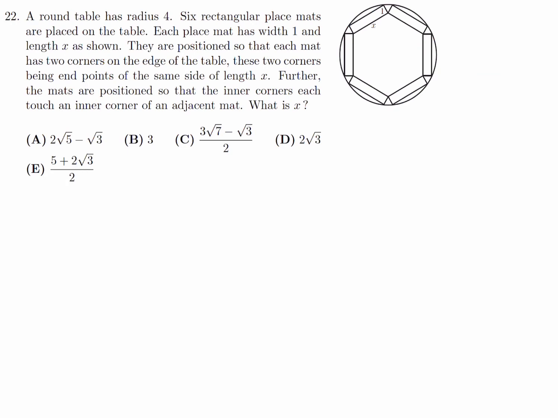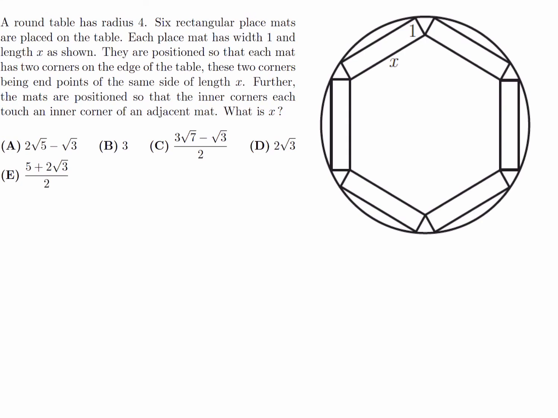A round table has radius 4. 6 rectangular placemats are placed on the table. Each placemat has a width 1 and a length x as shown. They are positioned so that each mat has 2 corners on the edge of the table, these 2 corners being endpoints of the same side of length x. Further, the mats are positioned so that the inner corners each touch an inner corner of an adjacent mat. What is x?